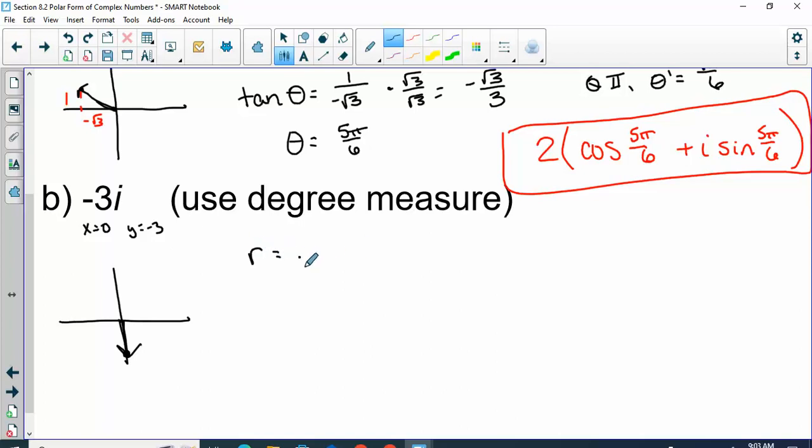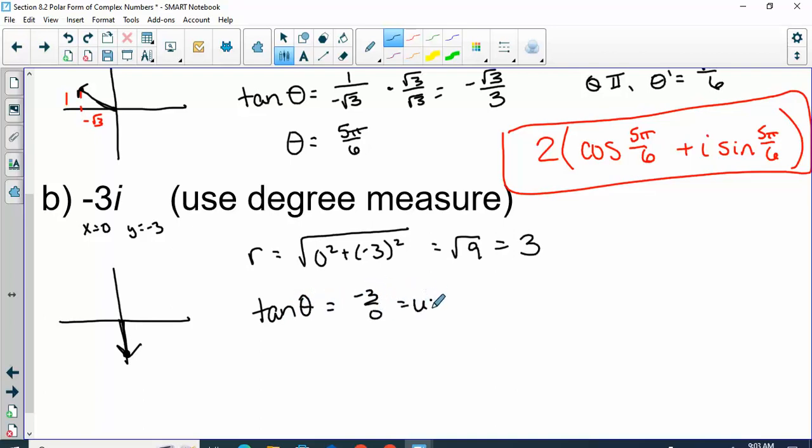So then we find r, square root of x squared plus y squared. We get the square root of 9, which is 3. We need our angle. Tangent is y over x, negative 3 over 0 is undefined. So it's like asking ourselves when tangent is undefined, or we can look at our picture and we should be able to see what is our angle here. 3 pi over 2.